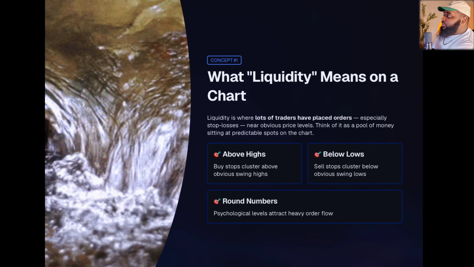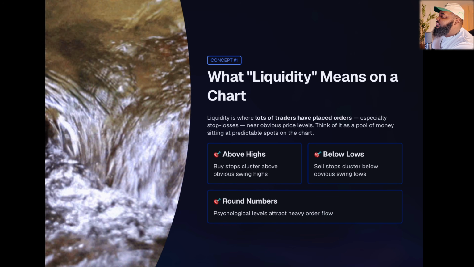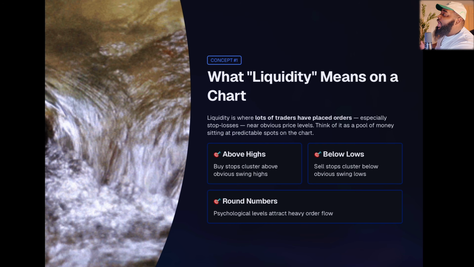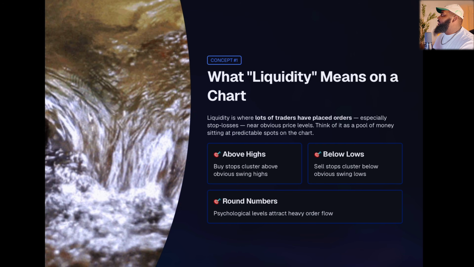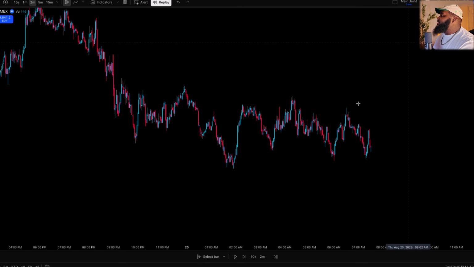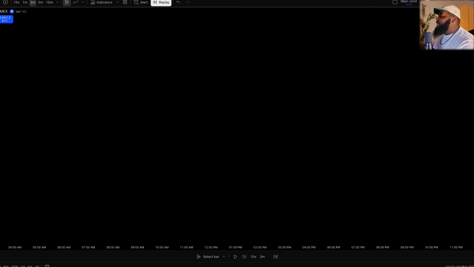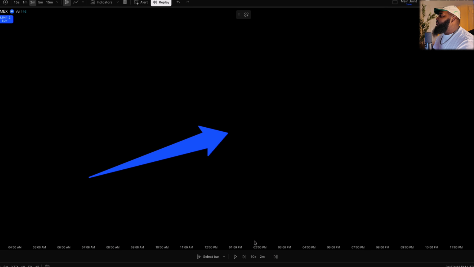So what is liquidity? What is the money grab? Money grab is where a lot of traders have placed orders, especially their stop losses, near obvious price levels. So think about it as a pool of money. I'm gonna pull up the chart right here just so you guys can see what it looks like. Just think of a pool of money, right? Imagine the pool is right here.